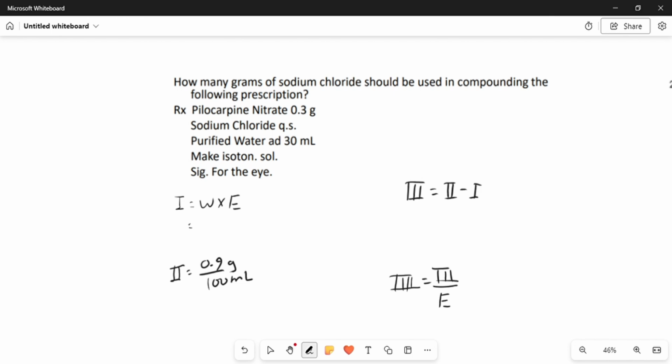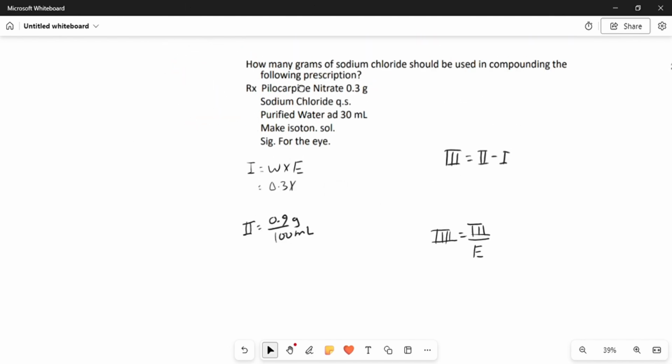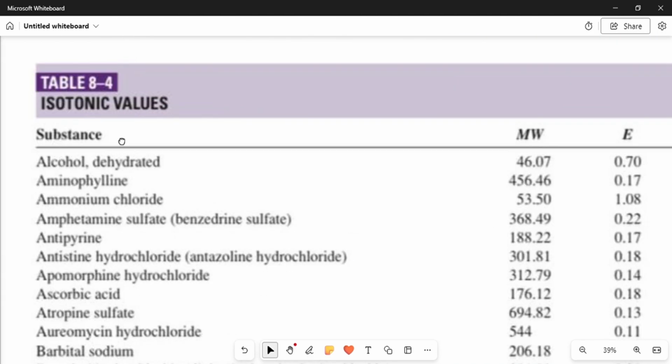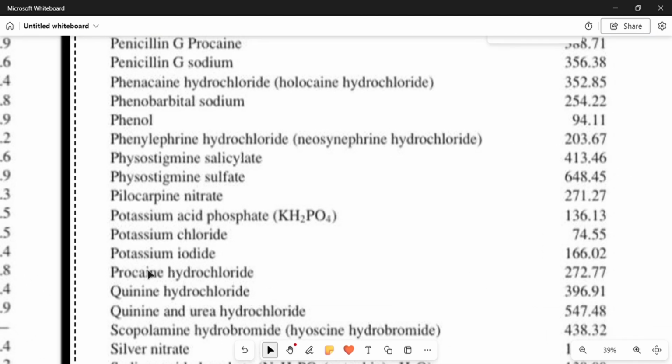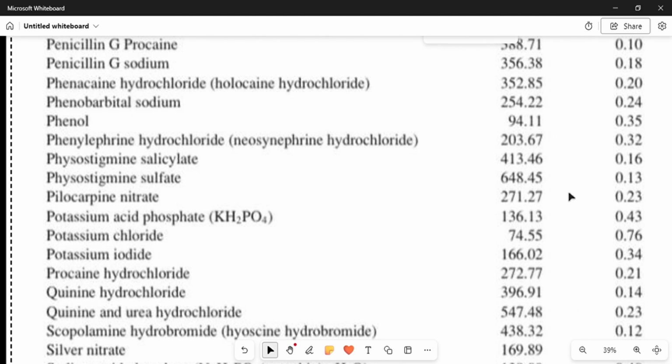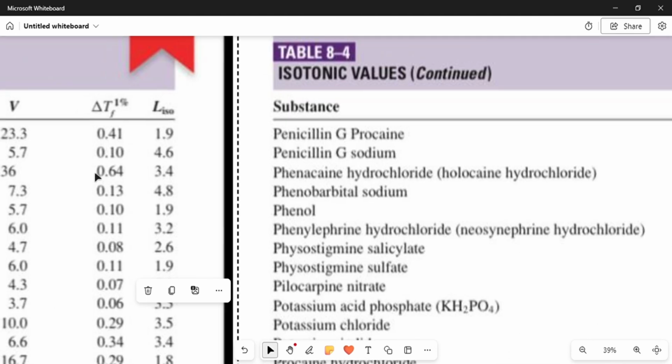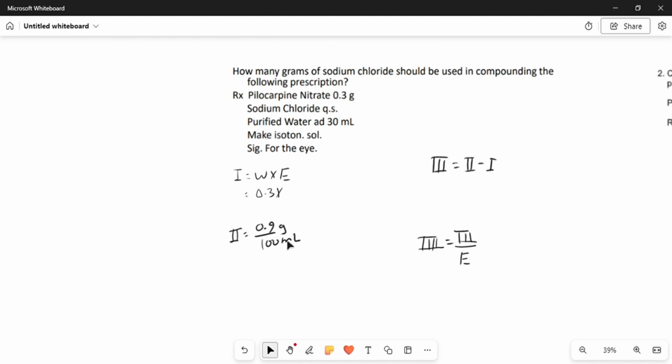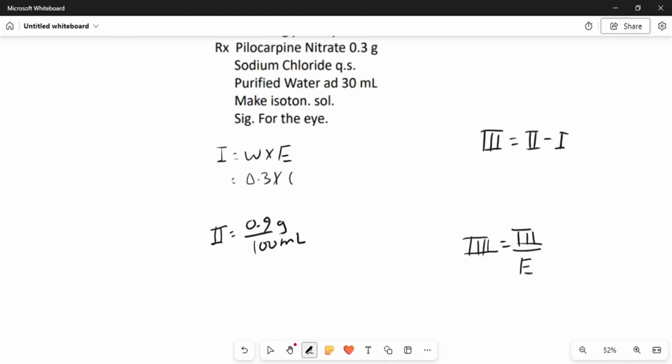So the weight of our reagent is 0.3, as we see here, and the E value will be found in this table here, which is for pilocarpine nitrate. Where's the pilocarpine? Here's the pilocarpine, and it is 0.23. That's the E value. So it will be times 0.23, and we will yield 0.069.